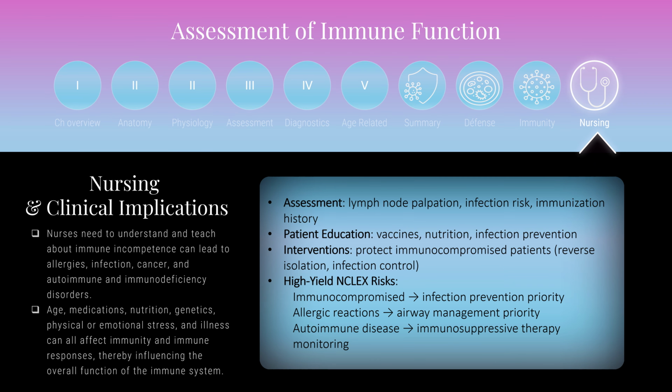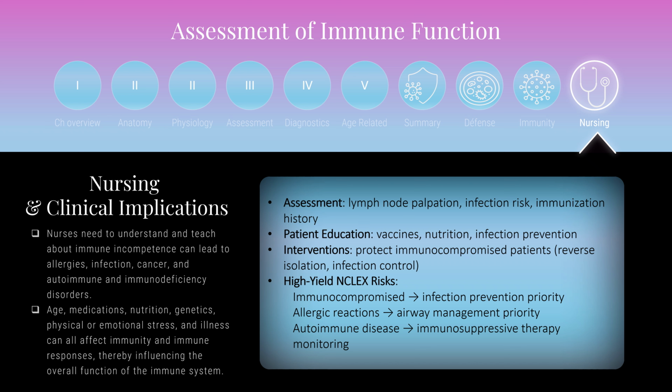For nursing and clinical implications, nurses need to understand and teach that immune incompetence can lead to allergies, infection, cancer, and autoimmune and immunodeficiency disorders. So age, medication, nutrition, genetics, physical or emotional stress, as we said earlier, and chronic illnesses can all affect immunity and immune responses by influencing the overall function of the immune system.